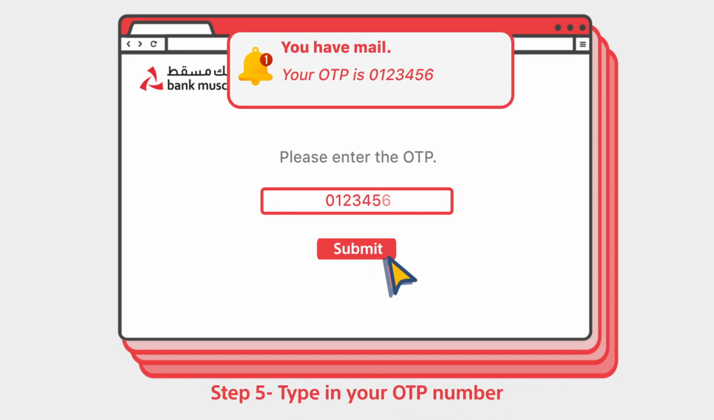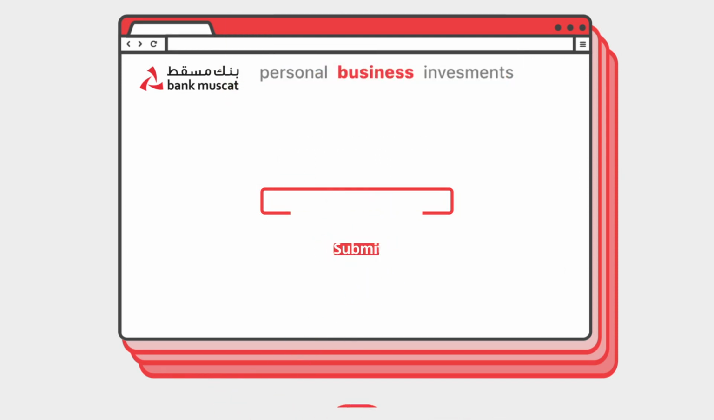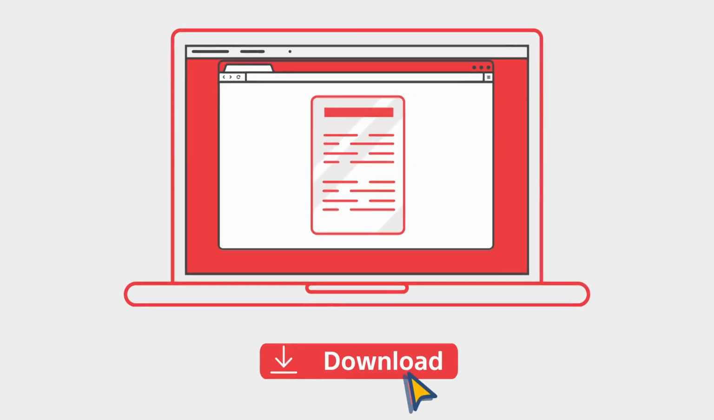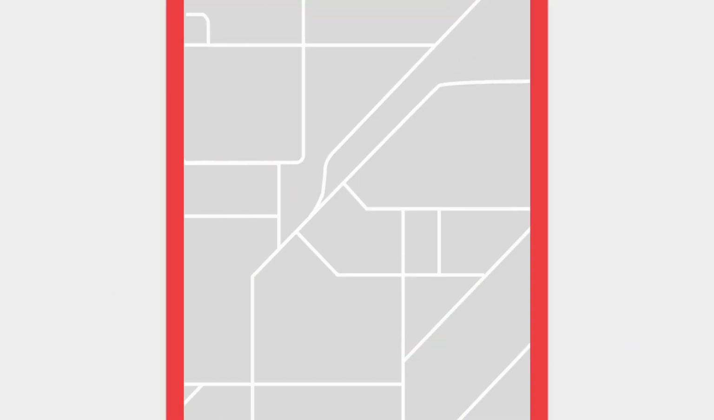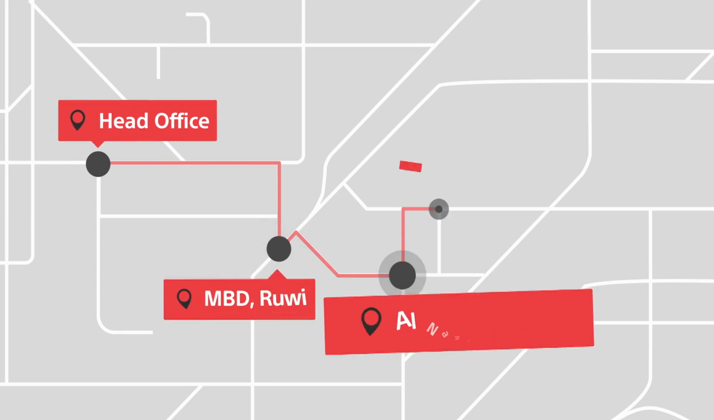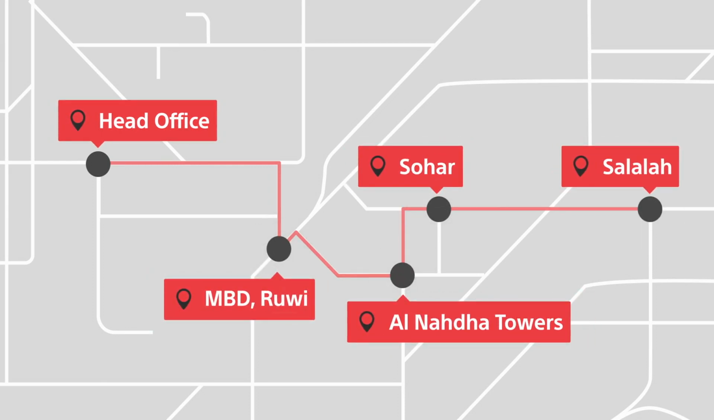Type in the OTP number and submit the form. Download or print the completed form. Submit the form to a representative at our 5 corporate branches and make your business easier.